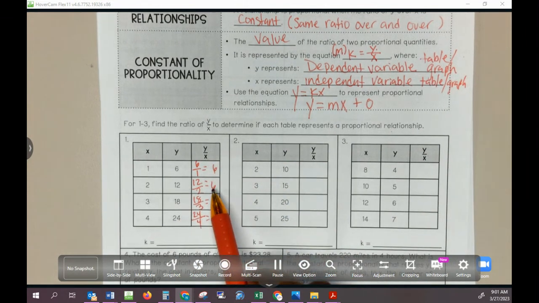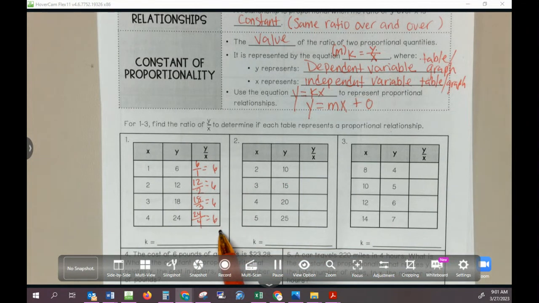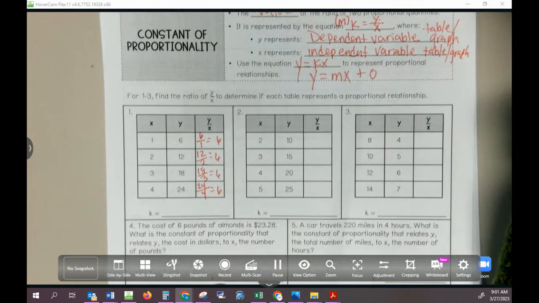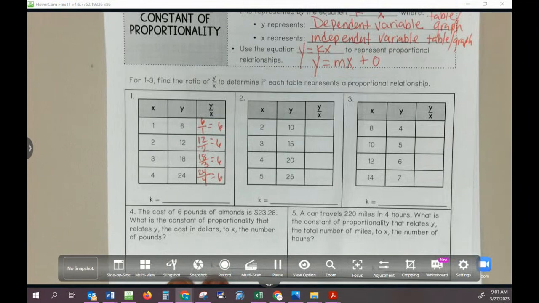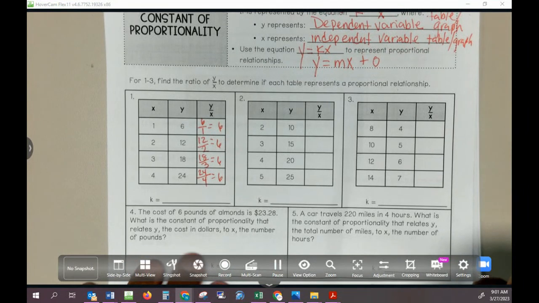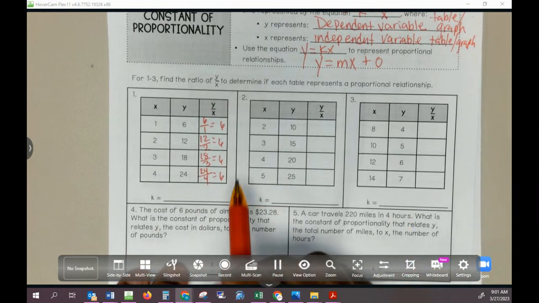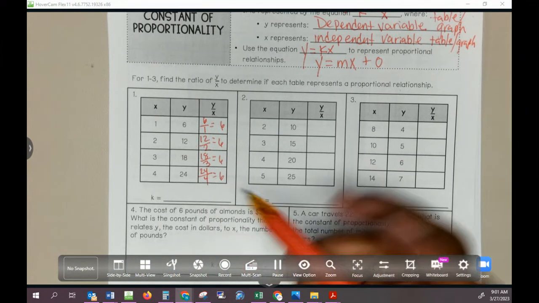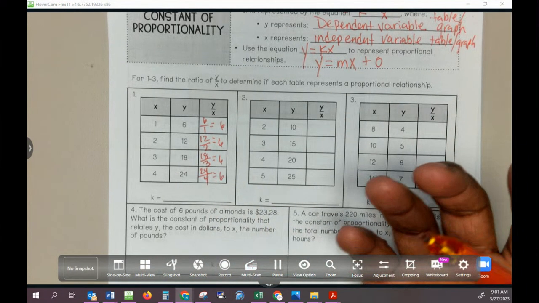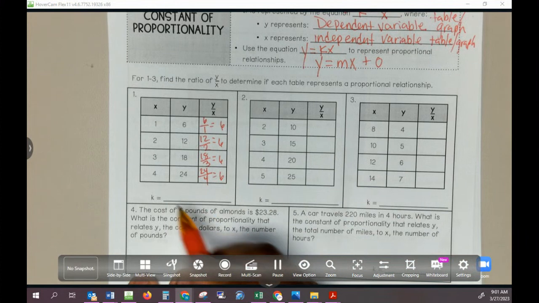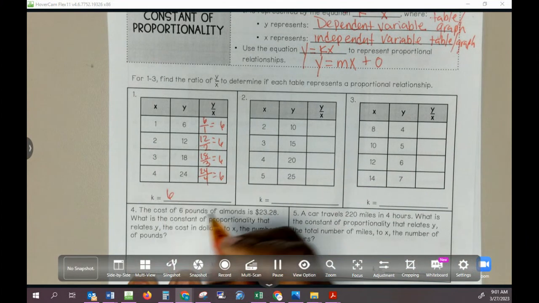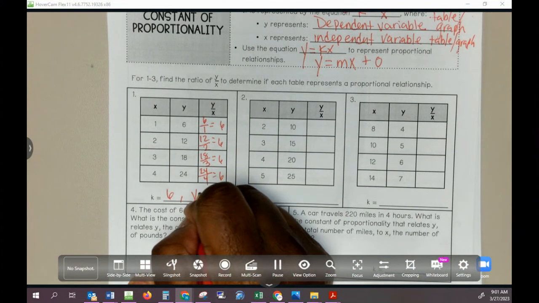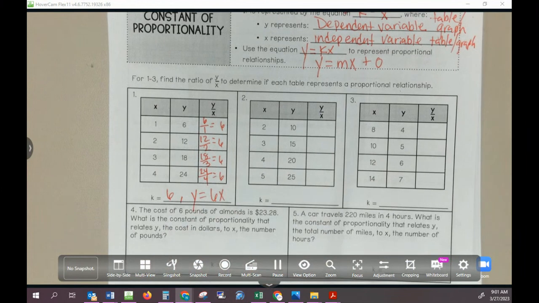So if I notice that they're all constant like this, then what I want to do, because I'm going to show us more than one way, is this: this is the first way. This way only works if they're constant. That's just the best way to put that. So that means my k here will be 6, and my equation will be y equals 6x.